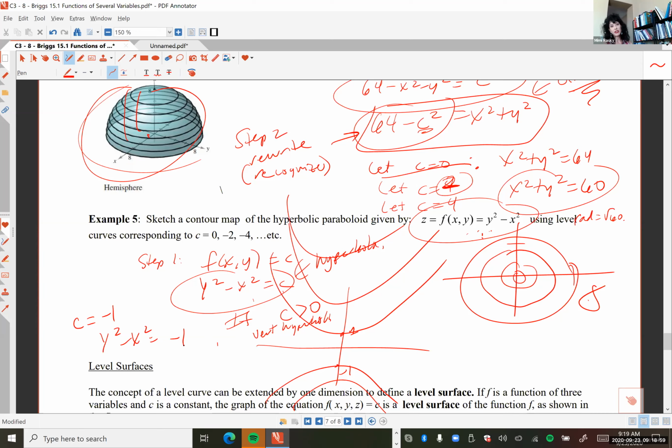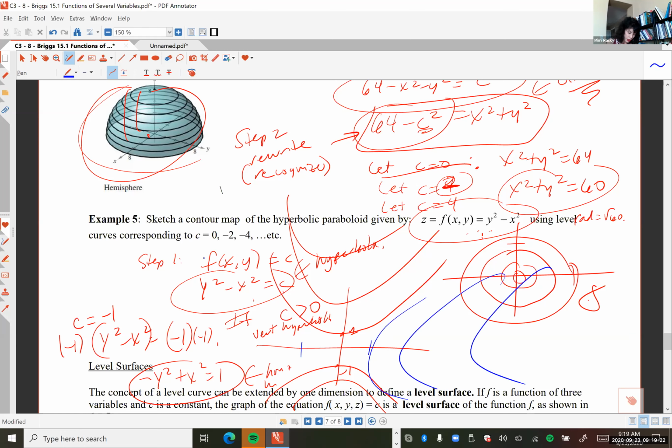Well, the hyperbola standard equation, you always want a +1 on the right side. So you would multiply both sides of this equation by -1, and then you would have minus y squared plus x squared equals 1. These are what we call horizontal hyperbolas. So then you would get another collection of hyperbolas.